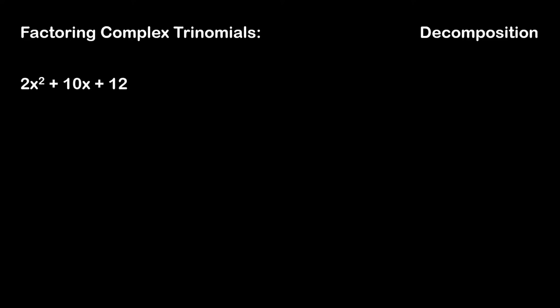The first step that we're going to be taking in decomposition is to multiply the first number, or the number in front of the x squared, by the third number, or the number that comes after the x term. So in this case, we multiply the first number, which is 2, by the third number, which is 12, and we get 2 times 12 is 24. We're going to keep in mind that we have that 24 number as we go through this problem.